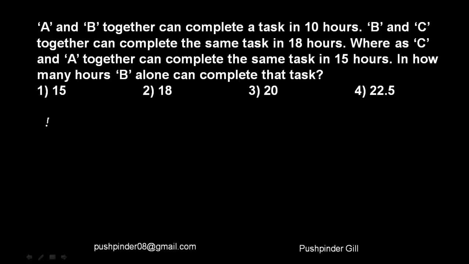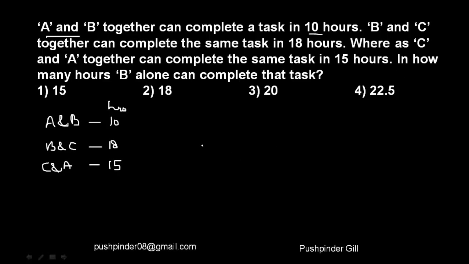Now first let's just lay down the question. It says A and B can finish the task in 10 hours. So this is the number of hours in which they can finish the task. Similarly, B and C, as given in the question, are able to finish the task in 18 hours. Similarly, C and A are able to finish the task in 15 hours, right?